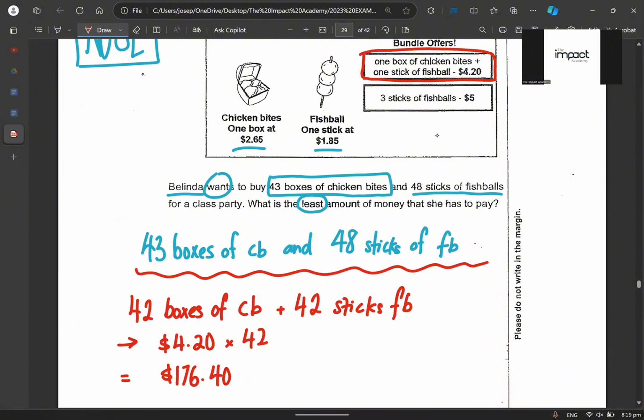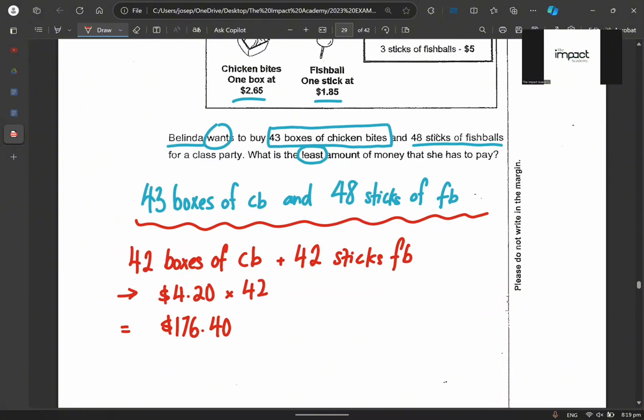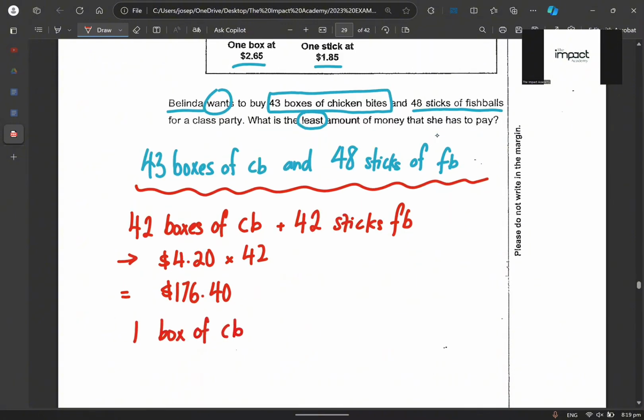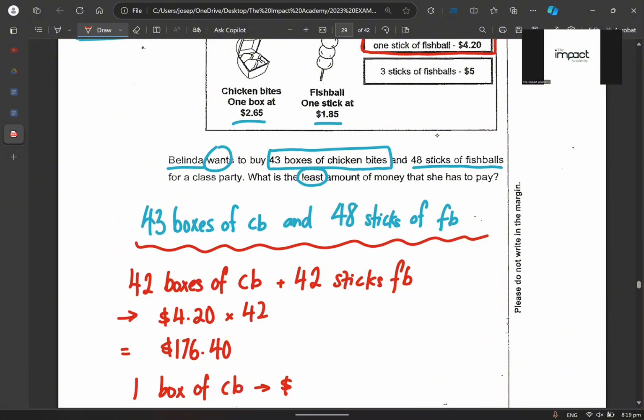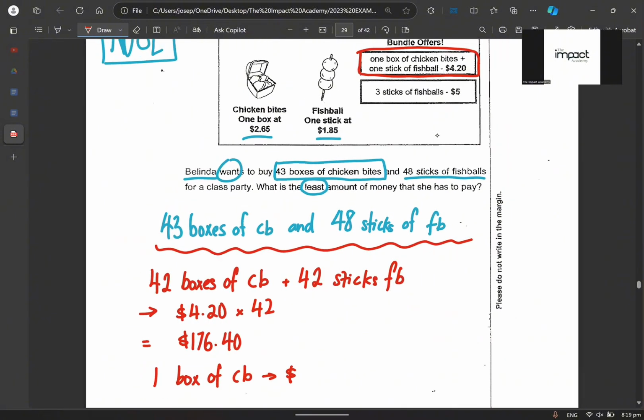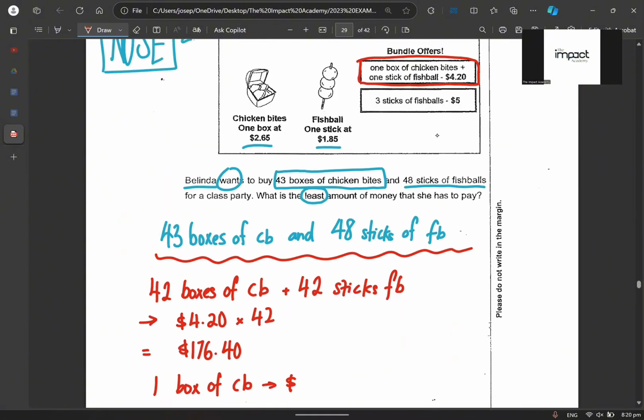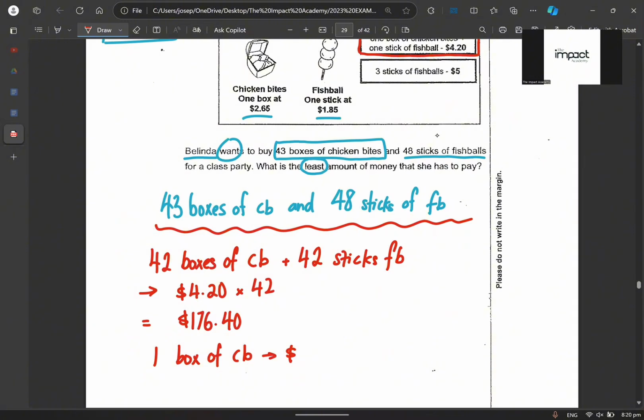I need to buy 43. Oh yeah, I forgot about my 43. So she's going to buy 1 more box of CB. Am I making sense or not making sense? Do you understand? Which is also, again, at how much? How much is that going to be? 1 box is $2.65, right? So we are going to put 265.